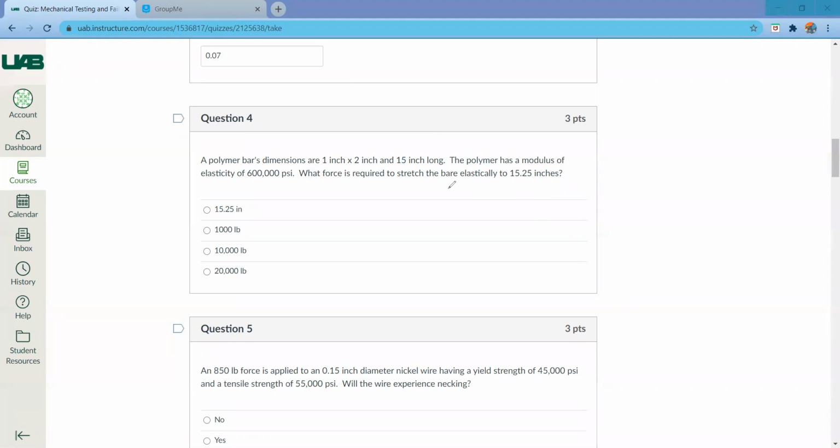Now, for this one, we're going to use the formula: stress is equal to modulus times strain. Now, we're going to go ahead and calculate stress.